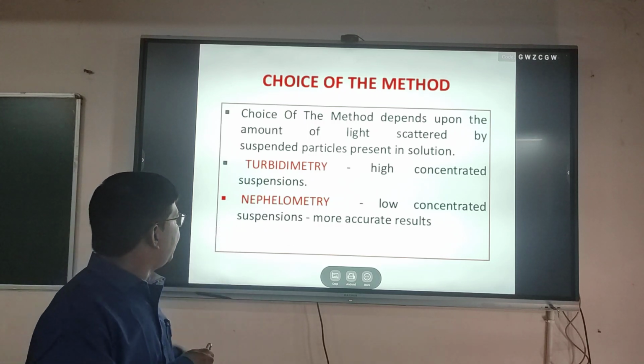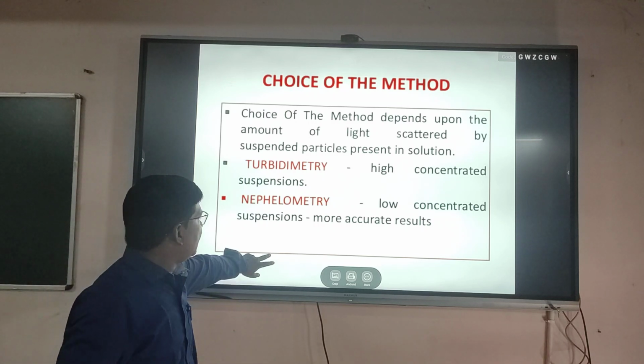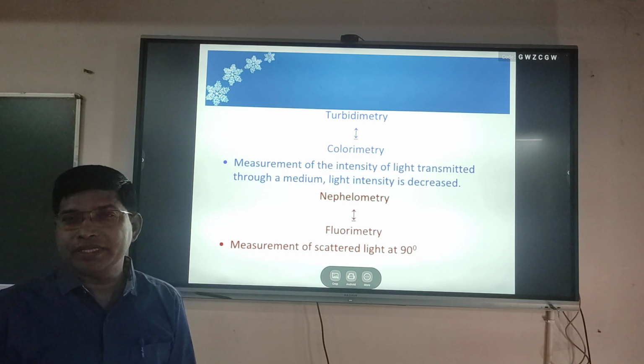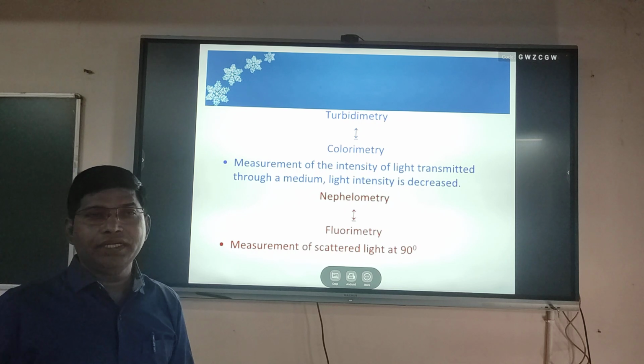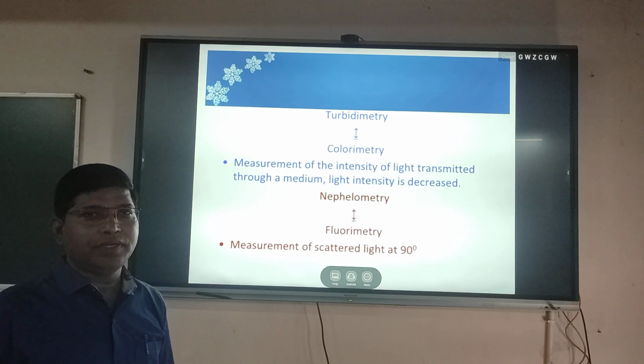In nephelometry, generally the concentration of the solution is low. Then there is a similarity here. There is a similarity between turbidimetry and colorimetry.